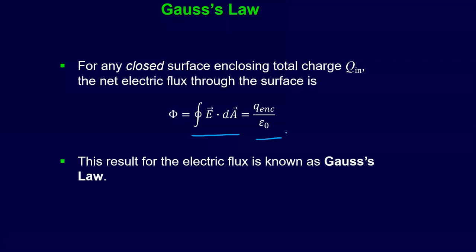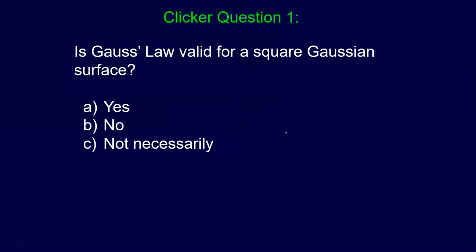So we're going to look at some examples today that actually give us a lot of insight into physical systems. And so first, I just thought we'd start here. This is a good conceptual question for people who are kind of mixed up at this point. So just think about this, and then we'll talk about it. Is Gauss's law valid for a square Gaussian surface? Yes, no, or not necessarily? What do you think?